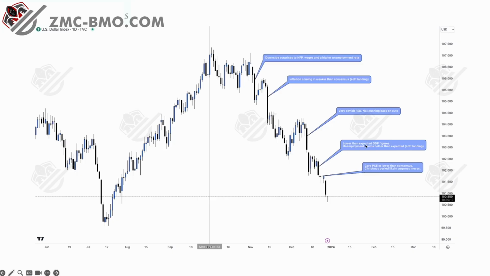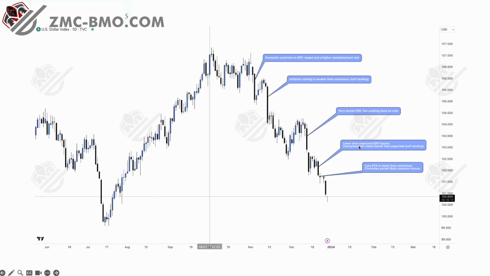We then saw lower than expected GDP figures. Unemployment claims did get better than expected, which is soft landing. Bang, dollar weakness. Because now the markets are bringing forward their rate cut expectations, aren't they? They're like, inflation's trending lower. Your labour market's still pretty good.